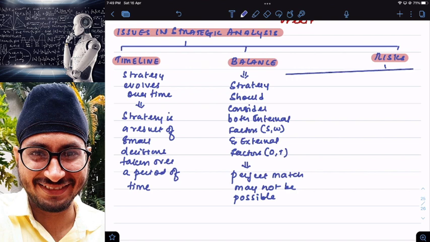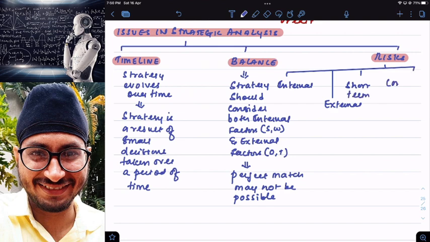Short term risk can be of four types basically: internal, external, short term, and long term. Clear? Internal, external, short term, long term.